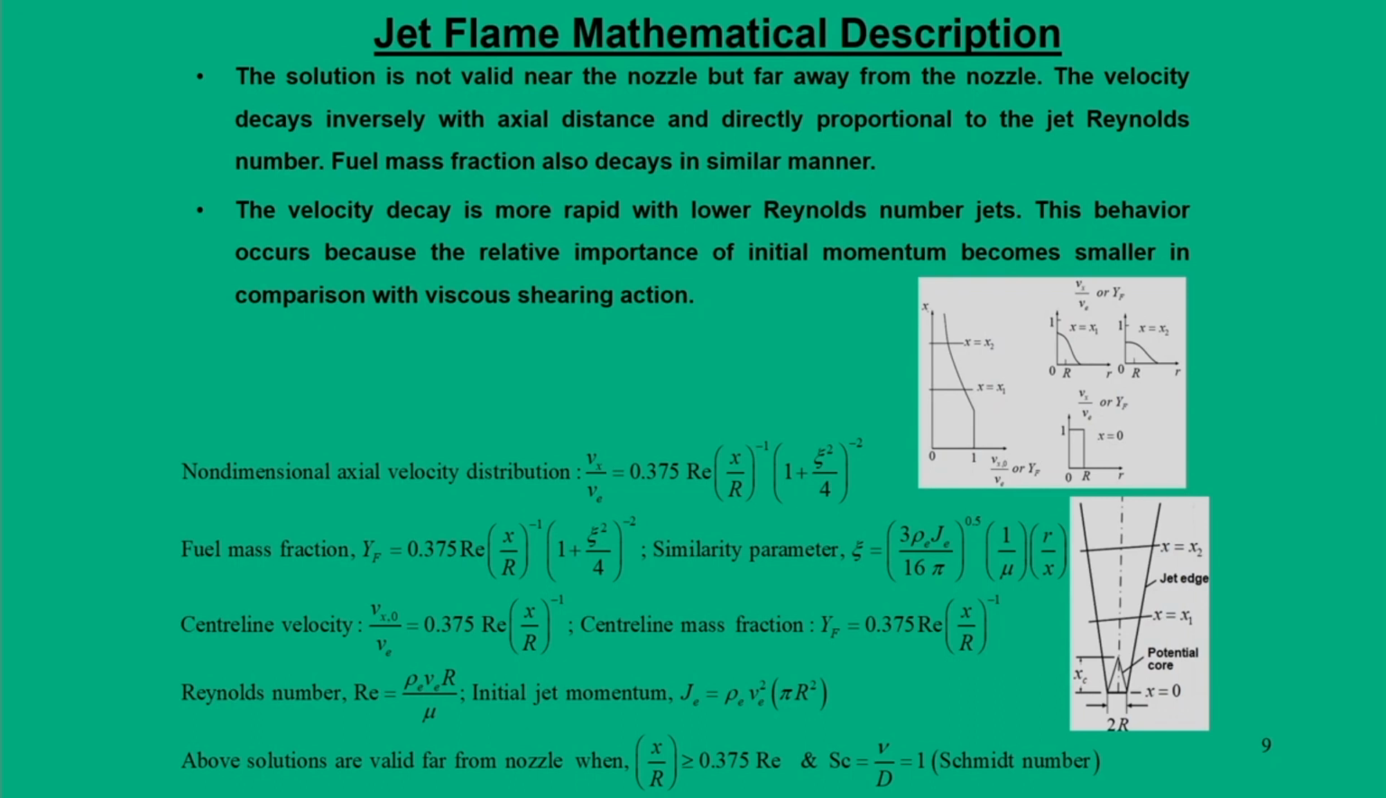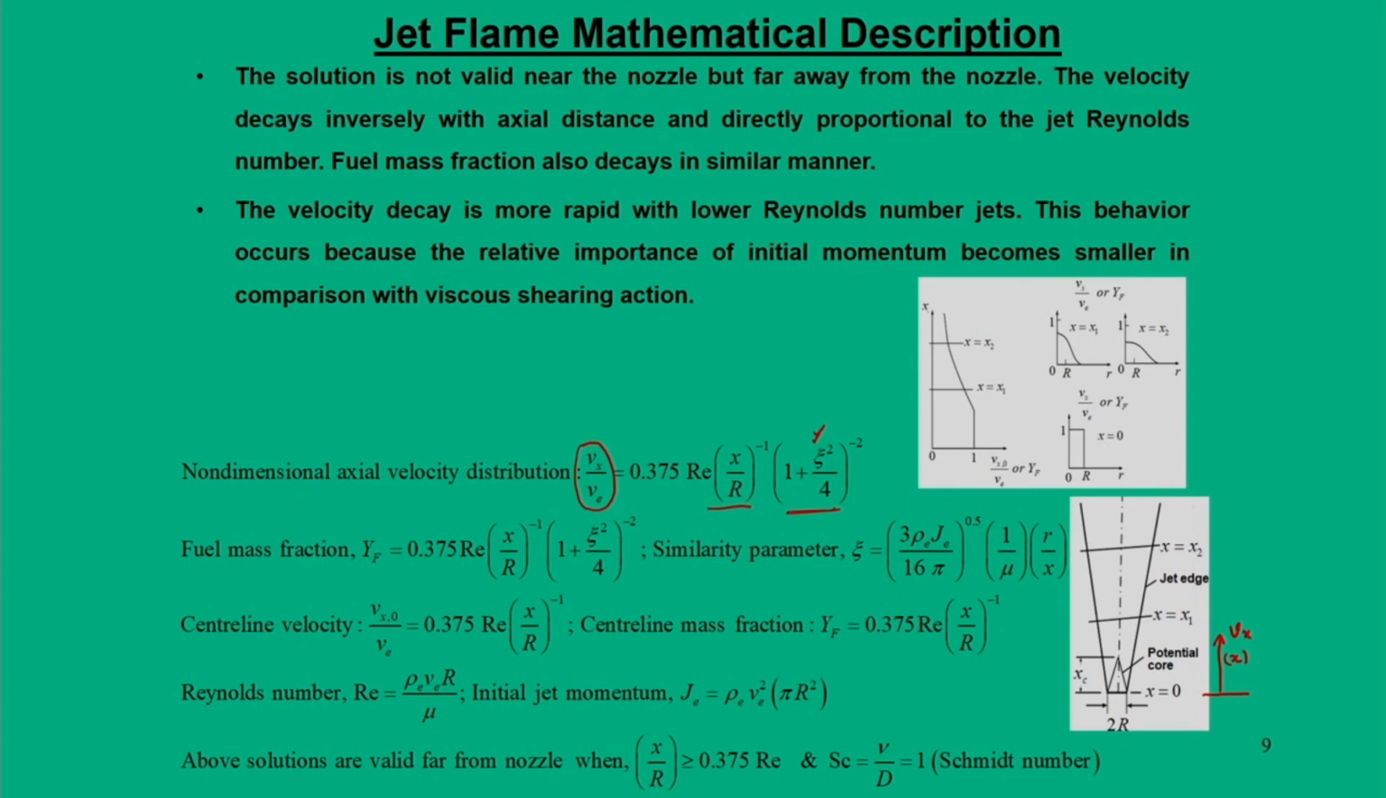While talking about the solutions, we are talking in terms of ratios. The first ratio is the non-dimensional axial velocity distribution, that is Vx by Ve. I mentioned that Ve is the exit velocity, and Vx is the velocity at any x. If you say this is x equal to 0, we are talking about Vx at any x, and that is a function of two parameters: the non-dimensional axial location x by R, and another parameter known as the similarity parameter. What is the importance of the similarity parameter? Because we are looking at the velocity distributions as well as the fuel mass fraction simultaneously.